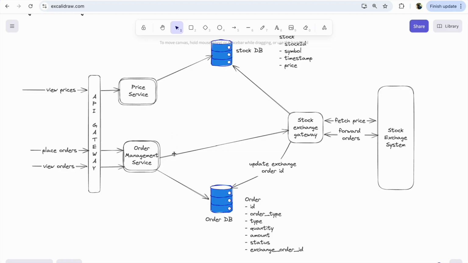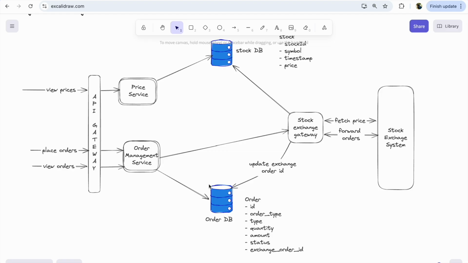First of all, there is this view orders requirement we have, right? Customers would want to see the order details they have already placed. For each of these view orders requests, it doesn't make sense to call the stock exchange system every time to fetch the order details, right? It's very easy to store them in our system, and we can send the data like we send data from our local database. That's one reason.